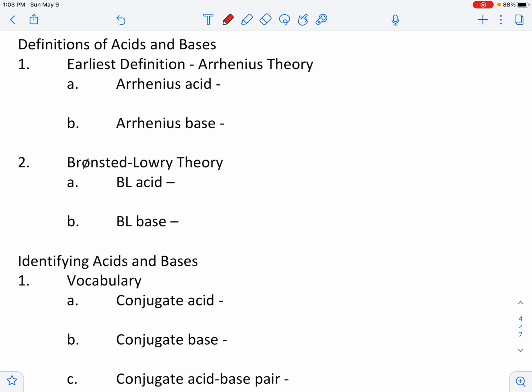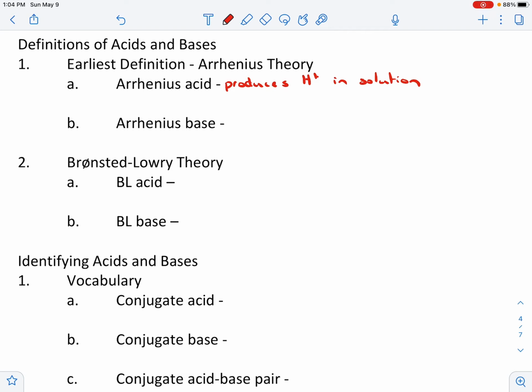So our earliest definition was the Arrhenius Theory. Arrhenius actually did a lot of work with solutions, and he was the first one to coin the term acid and base. So his definition was that an acid was one that produces H plus in solution. So when we put it in solution, it made an H plus. That's what his definition was.